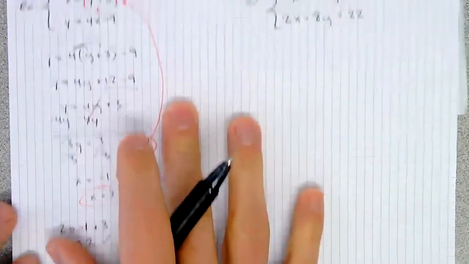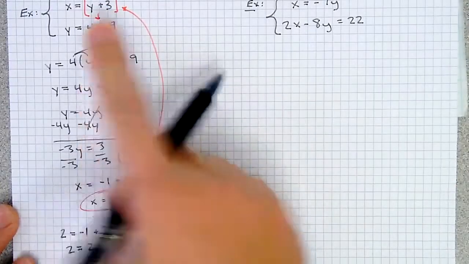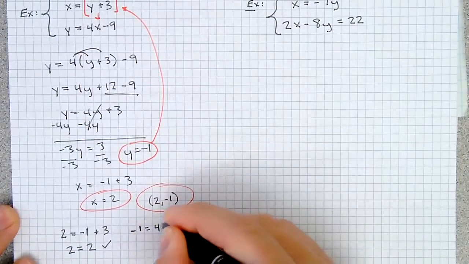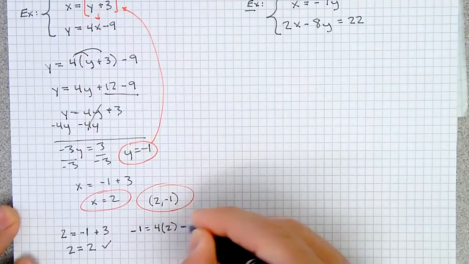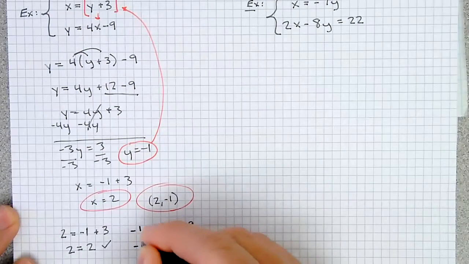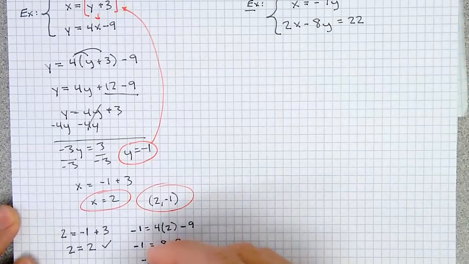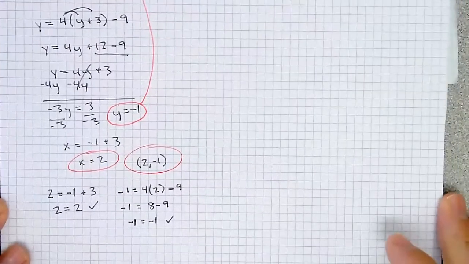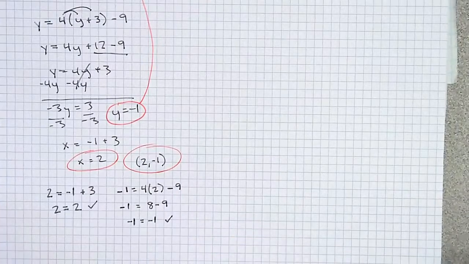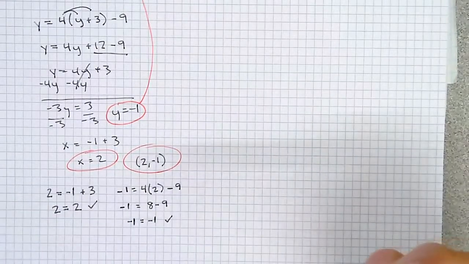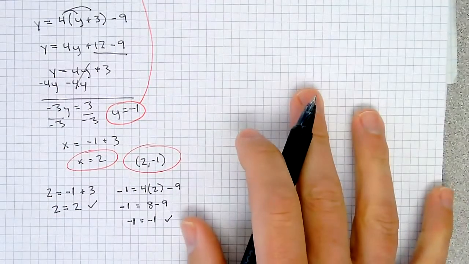If you plug it into the top one, it works. Now if we plug it into the second one, we get negative 1 equals 4 times 2 minus 9, which is negative 1 equals 8 minus 9, which is negative 1 equals negative 1, which is also true. So we know we got the right answer. It does take a little bit of extra work, but you can always go back and plug them in and make sure that you got the correct answers.